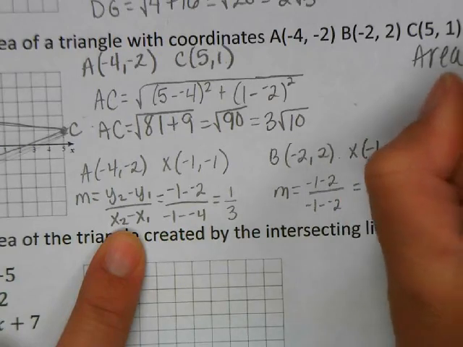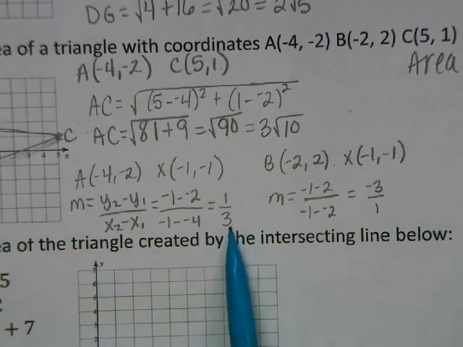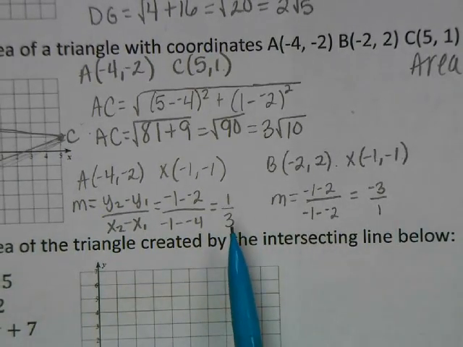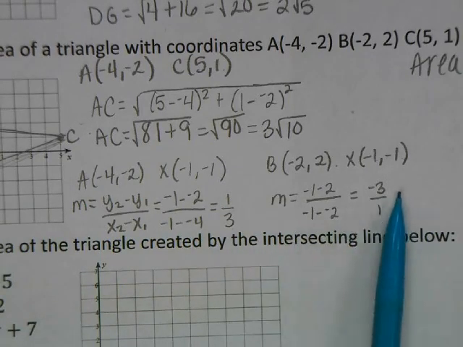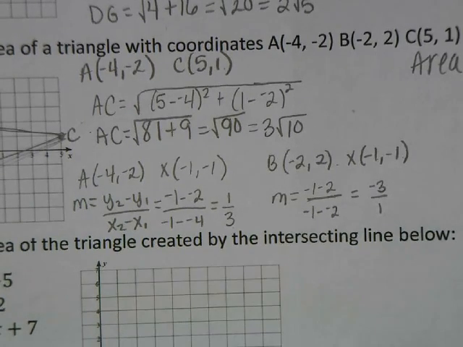So that gives me -3 over 1. So notice my slopes are indeed opposite reciprocals. 1/3, or 1 over 3, and negative 3 over 1, those are opposite reciprocals. So we know for sure now that BX is perpendicular to the base.